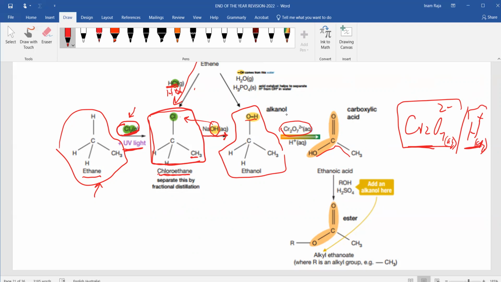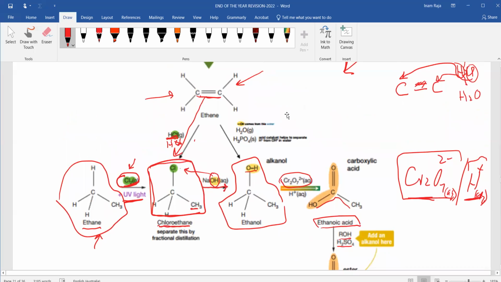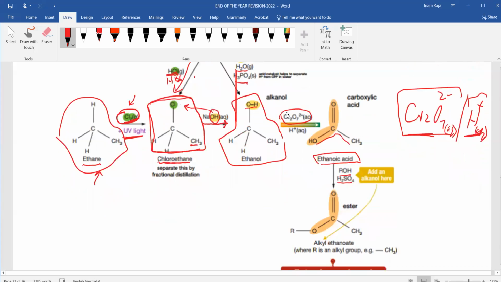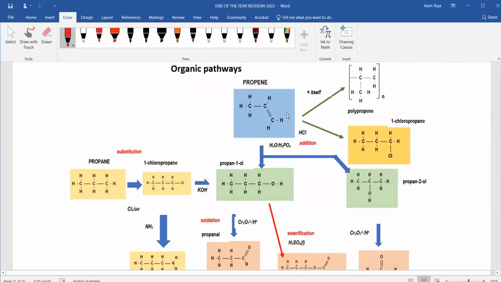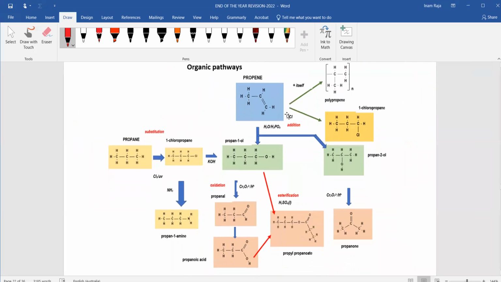And once you have acid, it can react with alcohol. ROH means any alcohol, methanol, ethanol, in the acidic medium and give you ester. Alkene can directly give you alcohol if you react with water in the presence of H3PO4. This is the direct method. I'll give you another pathway. You need to know these pathways really well.